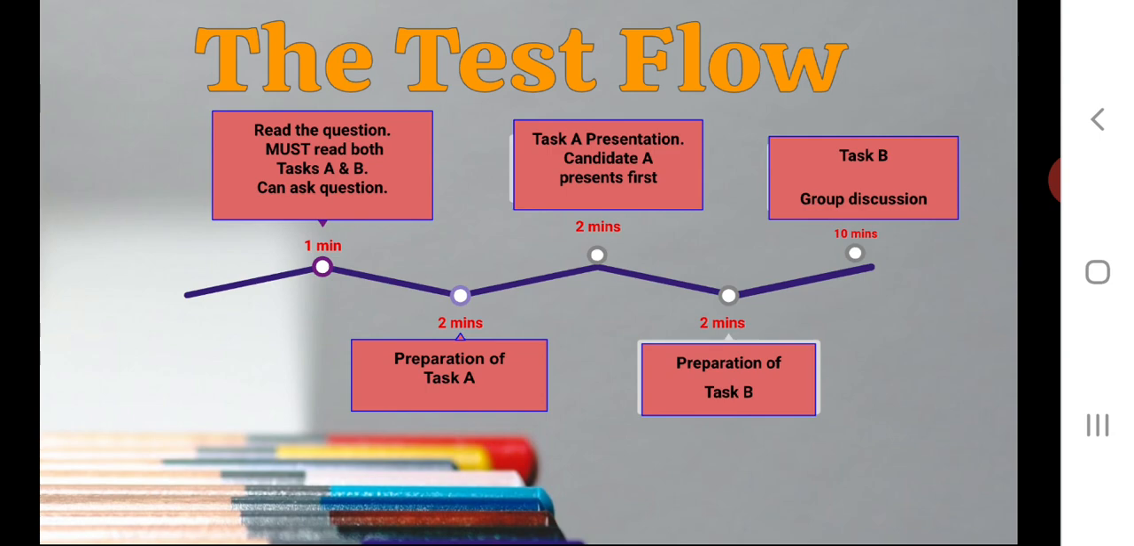All right, but before you're allowed to discuss, you'll be given another 2 minutes to prepare for the group discussion. Then 10 minutes are given to you to discuss in a group, and at the end of the 10 minutes, usually the examiners will ask you to conclude the discussion. What to say in the conclusion? You could state what the consensus of the group is or what sort of agreement all the group members have reached in the discussion. We will go into task B later. All right, let's go on.